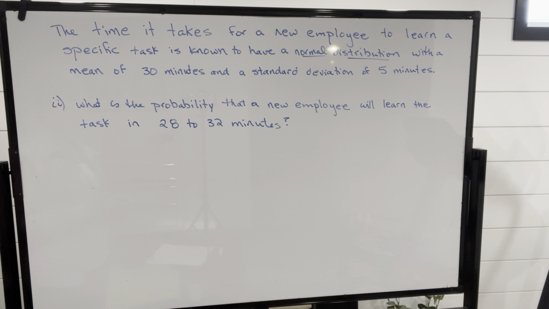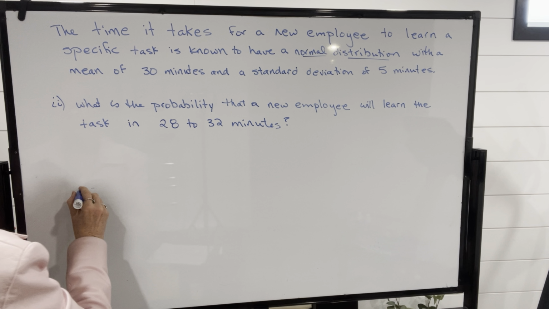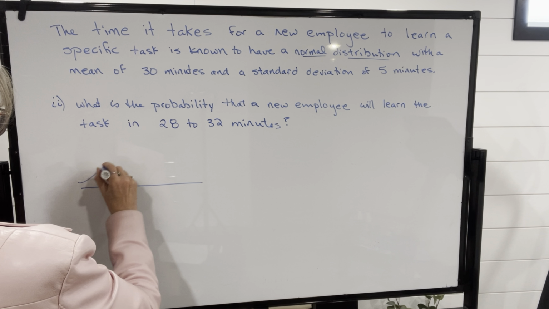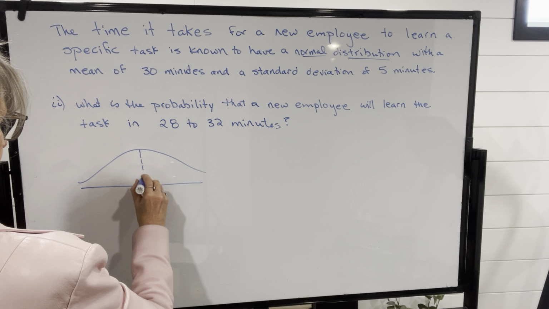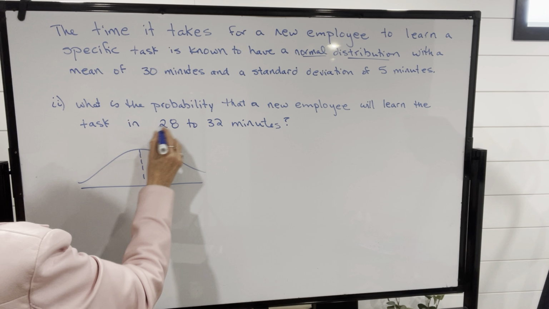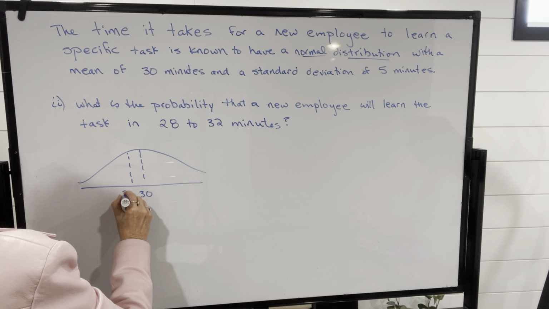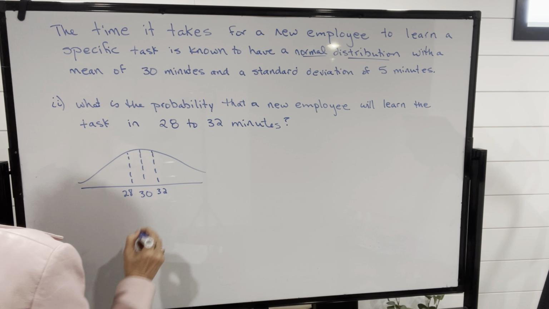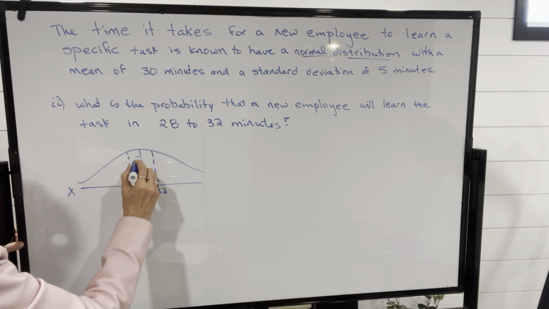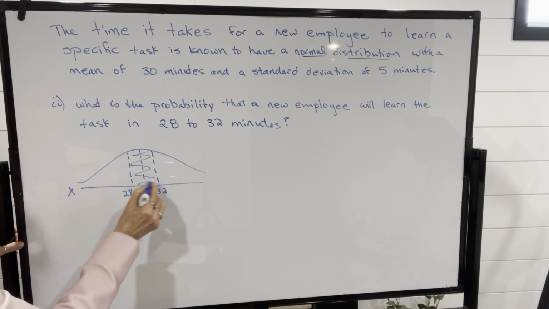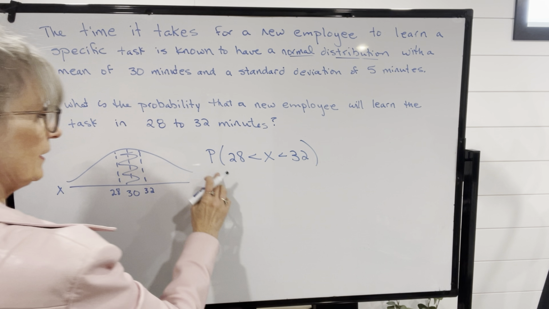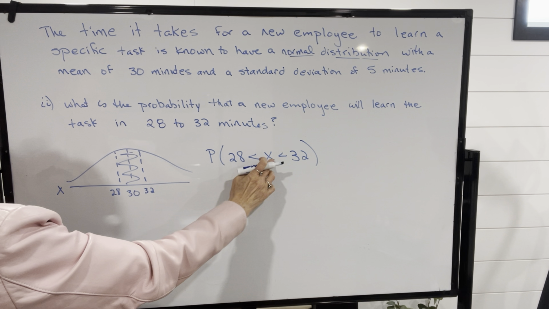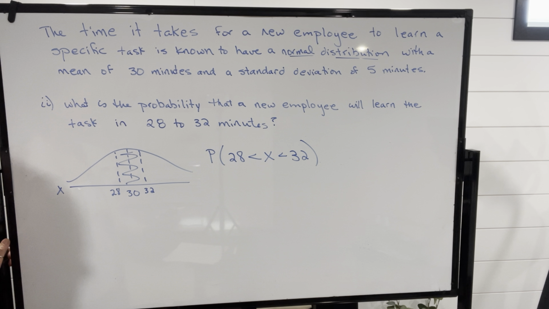Last example says, what is the probability that a new employee will learn the task in 28 to 32 minutes? So let's make a drawing of that. Our mean is 30. So 28 is to the left. 32 is to the right. So we want to find this area between 28 and 32. In other words, we want to find the probability that x is between 28 and 32.